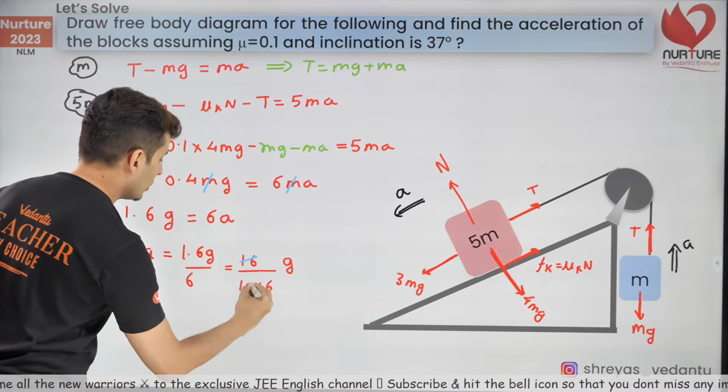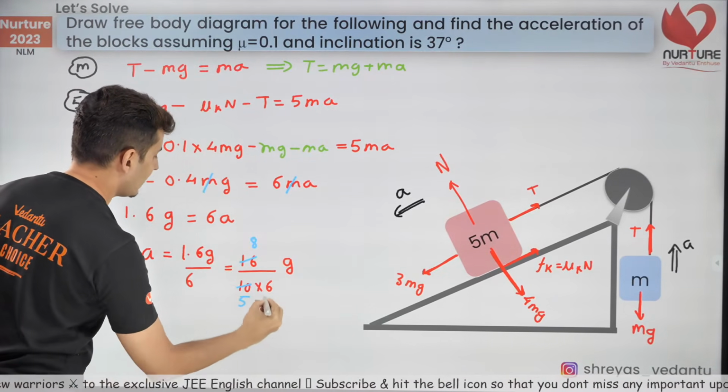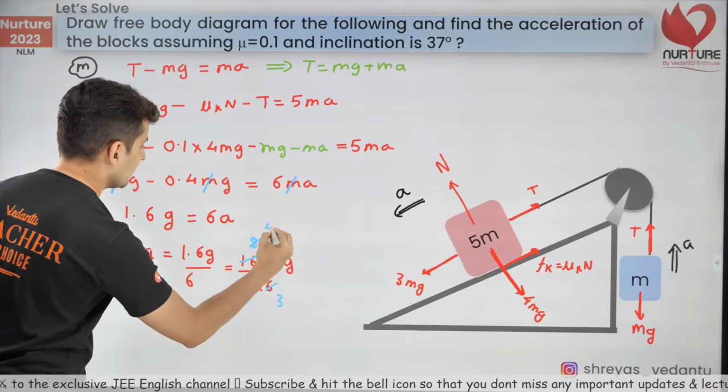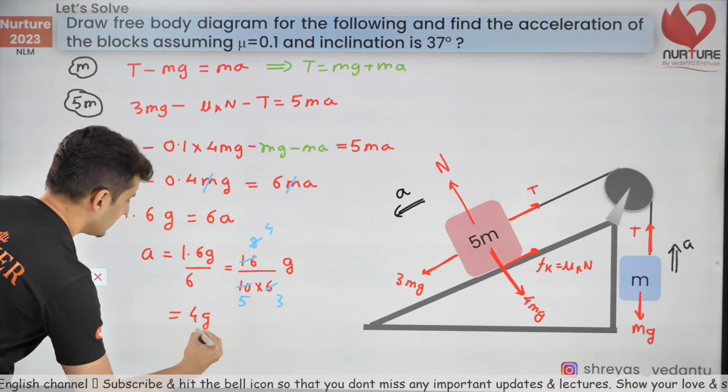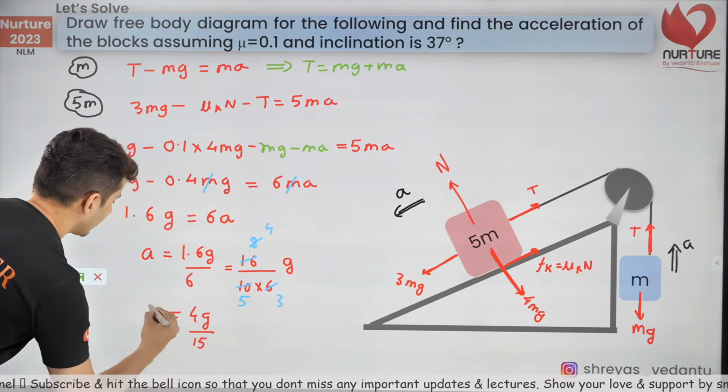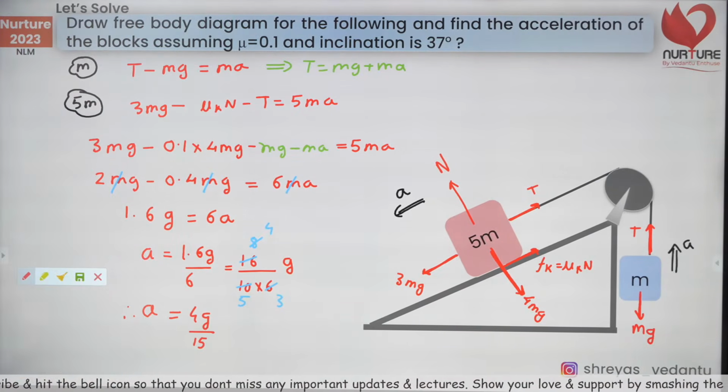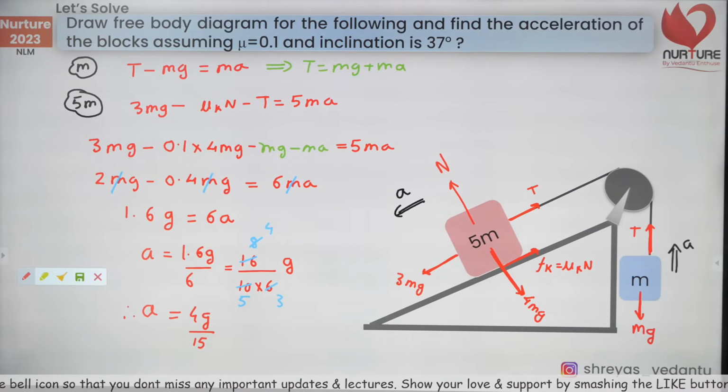This will go 2 times, so this will become 5, this will become 8. This will go 2 times, so this will become 4. So hence my final answer should be 4g by 15. That's my acceleration. How many of you got this now?